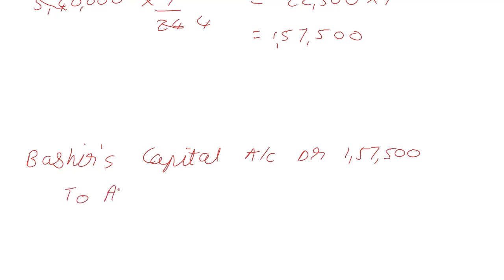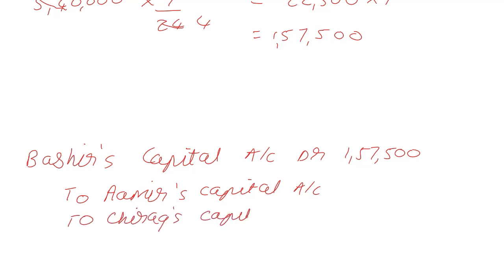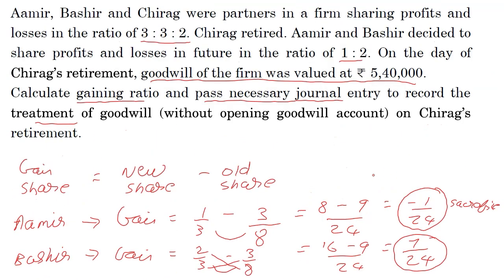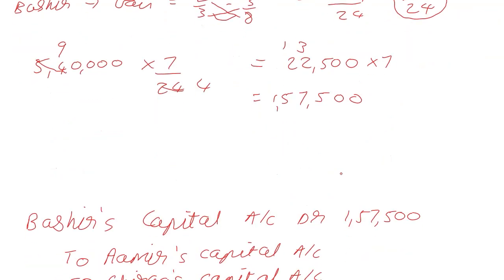And we credit the givers. Who are the givers? One is Amir, because he's also sacrificing, Amir's capital account. And the person who's retiring, Chirag's capital account. The next step is to calculate how much is to each of them. We know Chirag's share, which is 2 by 8.